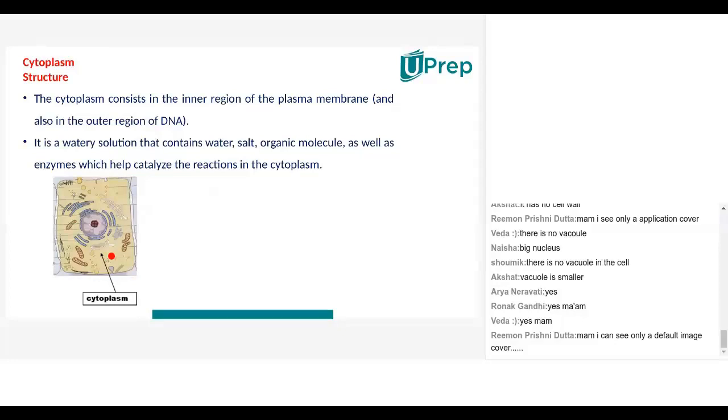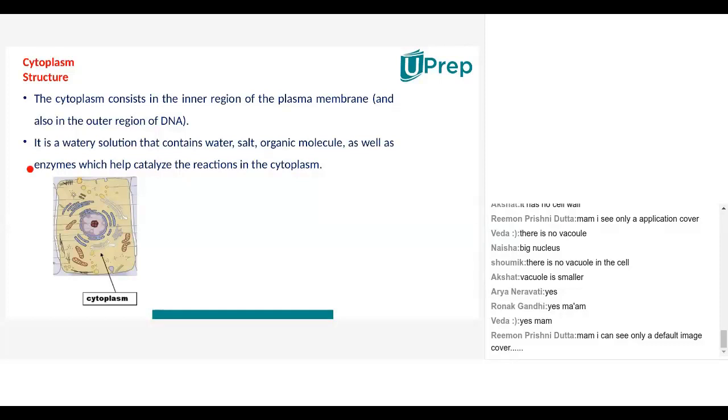Okay, the cytoplasm contains most of the percentage of water. 80 to 90% of the cytoplasm contains water only. Other than water, you will have different organic molecules and enzymes also.